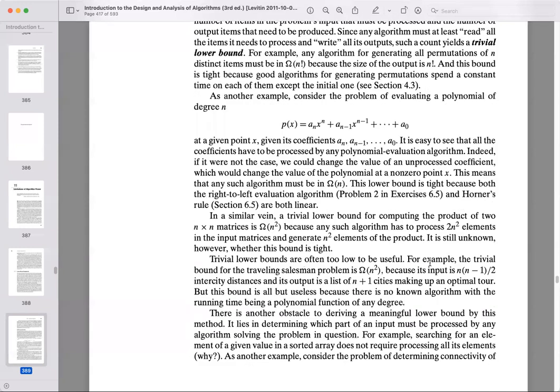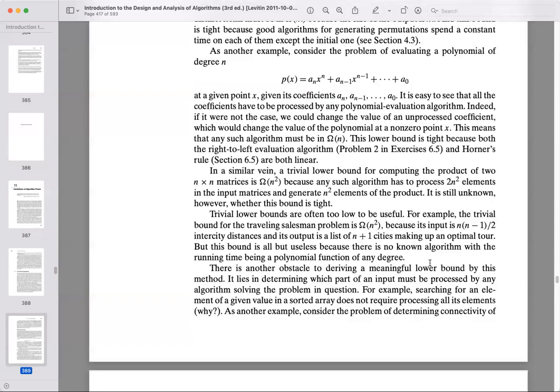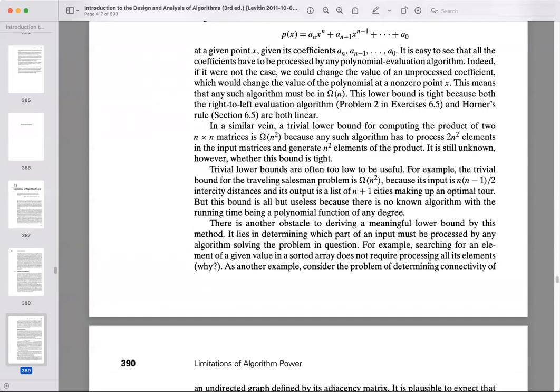Okay, and again, we can say a trivial bound for computing the product of two n by n matrices is n squared. So we have to process 2 times n squared elements in the matrix and generate n squared elements of the product. There's nothing yet that we have done that's close to that. So that is a bound that is not tight. So we don't know yet. Okay. So the trivial bounds are often ridiculously low.